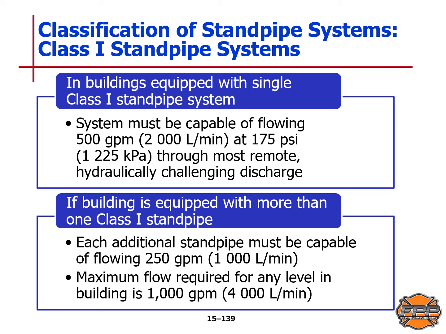If the building is equipped with more than one Class 1 standpipe, each additional standpipe must be capable of flowing 250 gallons per minute or 1,000 liters per minute. The maximum flow required for any level in a building is 1,000 gallons per minute or 4,000 liters per minute.